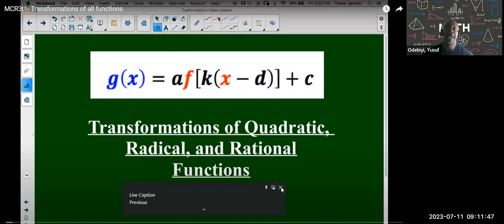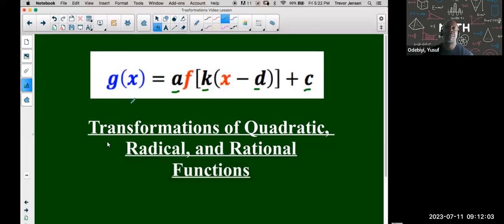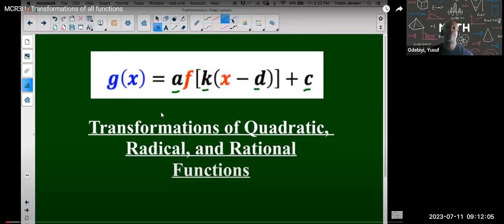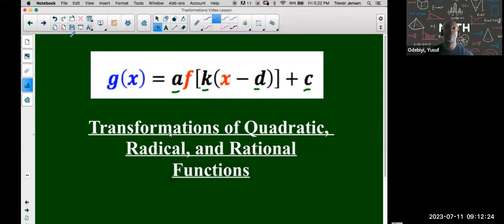Previous lesson, I explained to you what these parameters A, K, D, and C do to transform the equation of f(x) to get our transformed function g(x). I explained that f(x) we call the parent function, and g(x) is our transformed function. They're going to look similar, but depending on what the A, K, D, and C parameters are, the graph of the transformed function could be shifted left, right, up, or down, or it could be horizontally or vertically stretched or compressed, or there could be horizontal or vertical reflections.